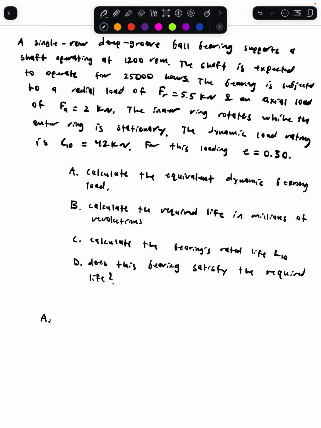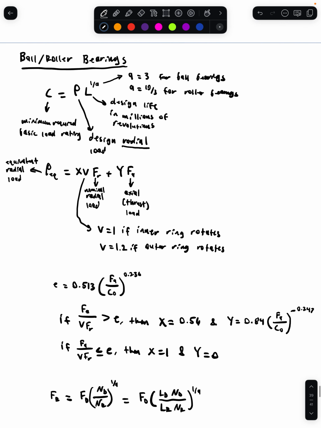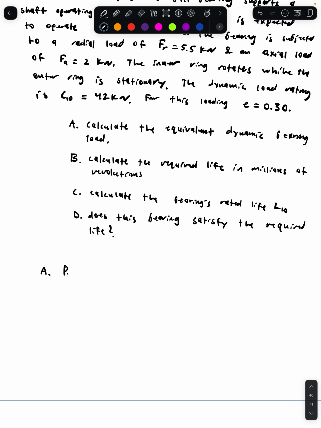Okay, so for part A, we're going to use this equation here. So the equivalent radial load is going to be equal to X times V times F sub R, the radial load, plus Y times F sub A. So we know V is going to be 1 because our inner ring is rotating.